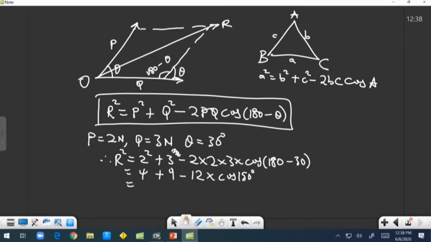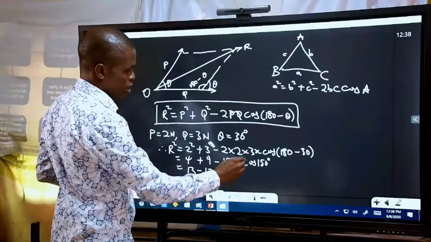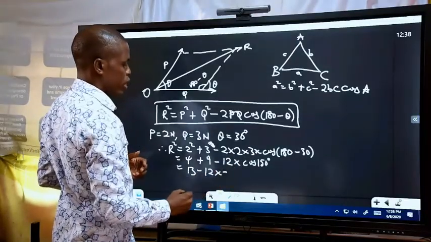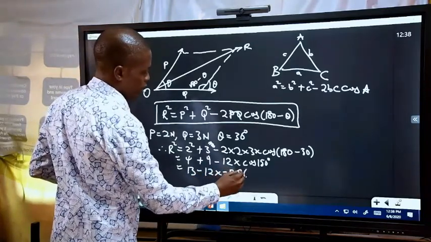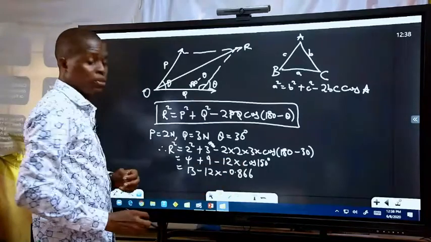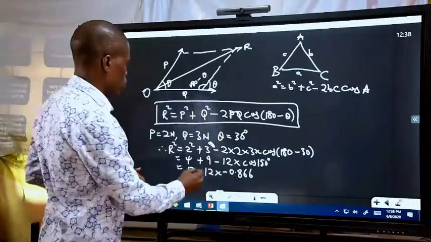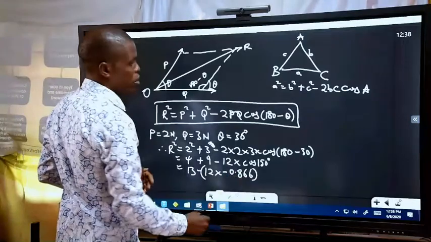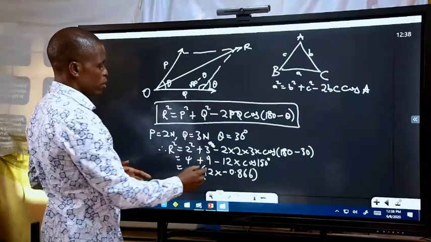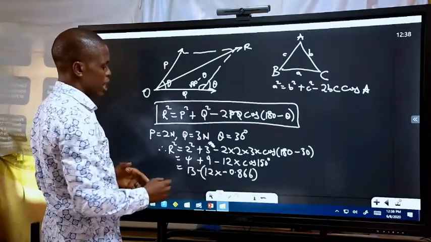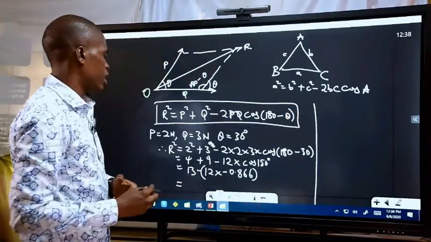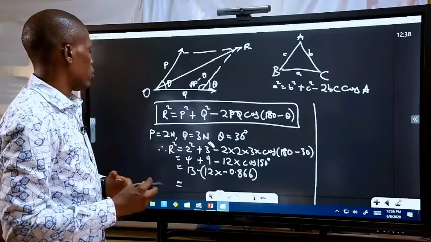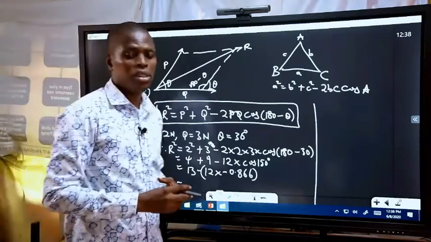So 4 plus 9 is 13, minus 12 multiplied by cos 150. Cos 150 is cos 30 in the negative quadrant, so cos 30 is 0.866 with a negative sign because cos 150 is in the negative quadrant. We cannot subtract first; we have to multiply before doing any subtraction. So multiply 12 by 0.866 and find the square root of the answer obtained, and you find that your resultant can be determined from there.